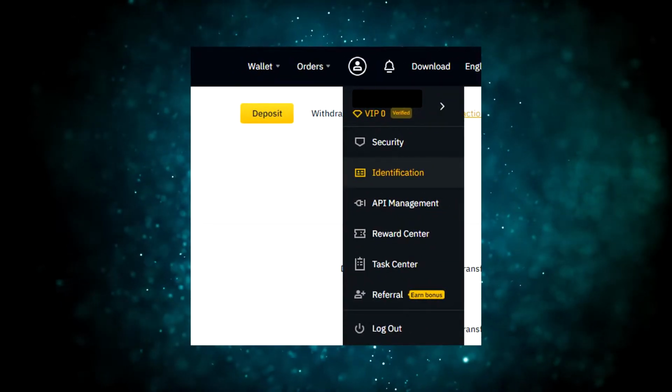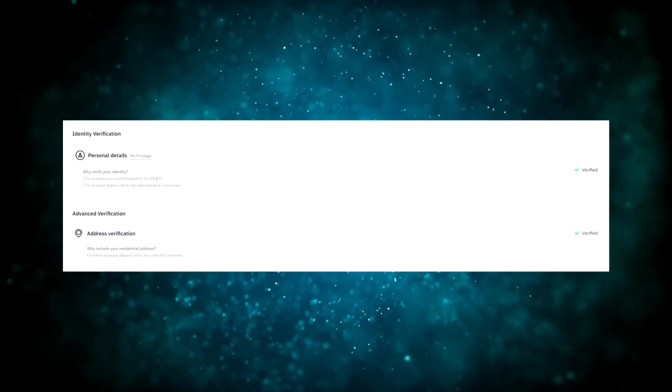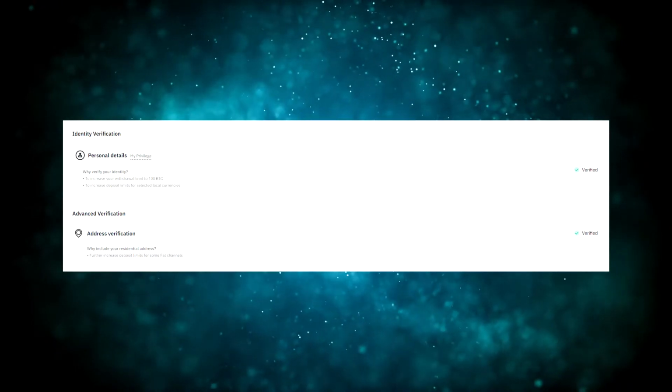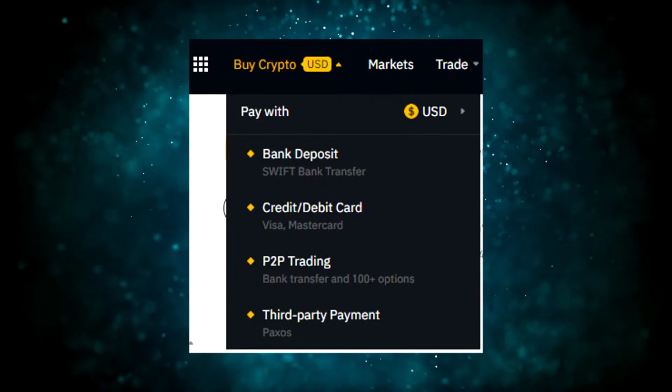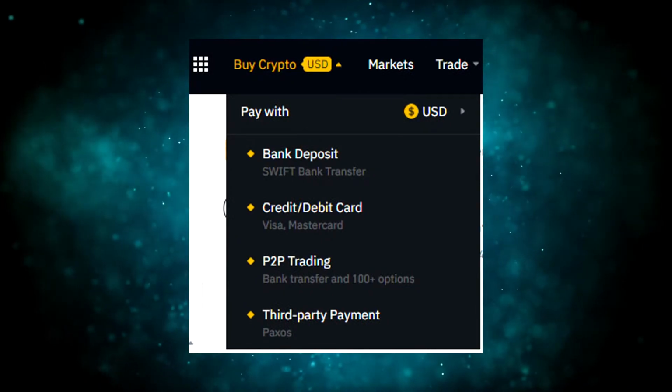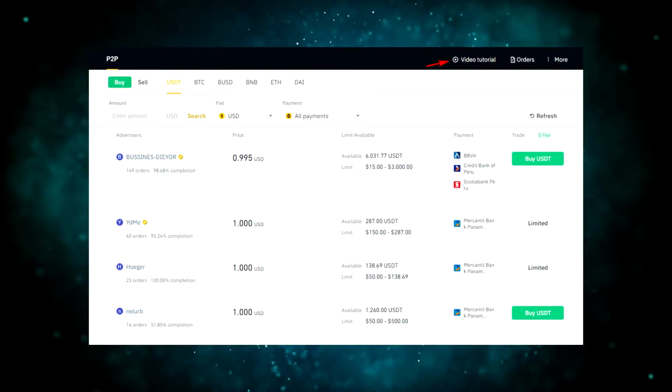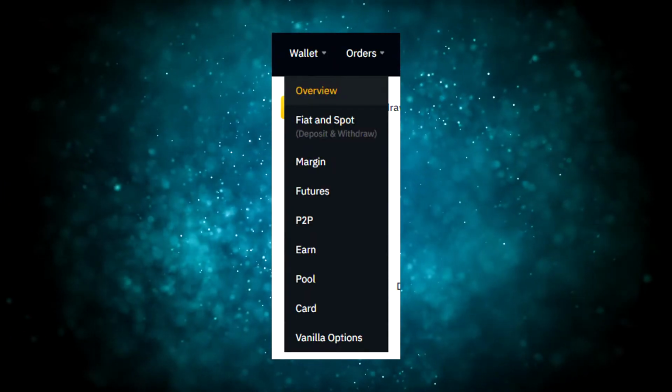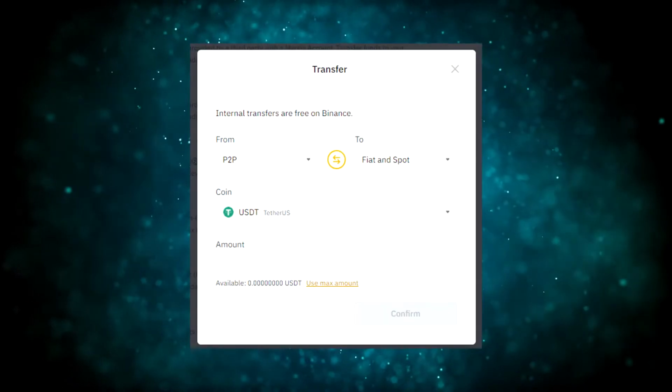When the account is created, you should go here and pass the identity verification. I recommend you also pass the address verification. If you don't have any crypto yet, you can buy it here. You can just use your card or use P2P trading, which can be more profitable. If you buy crypto through P2P trading, you should transfer it to the fiat and spot wallet.